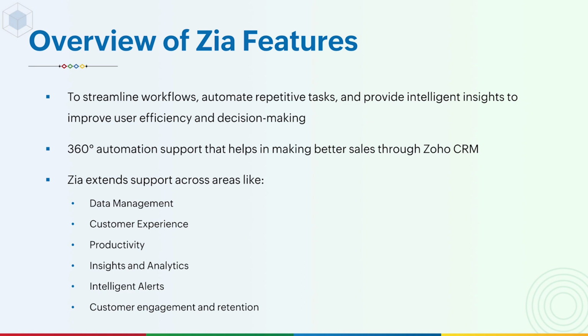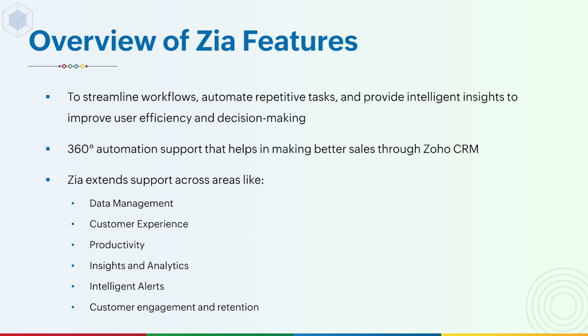Zia offers you the AI experience across the breadth of Zoho CRM under six key categories, namely data management, customer experience, productivity, insights and analytics, intelligent alerts, customer engagement, and retention. Let's take a look at the features under these categories. Under data management, we have data enrichment with Zia and Zia image validation.